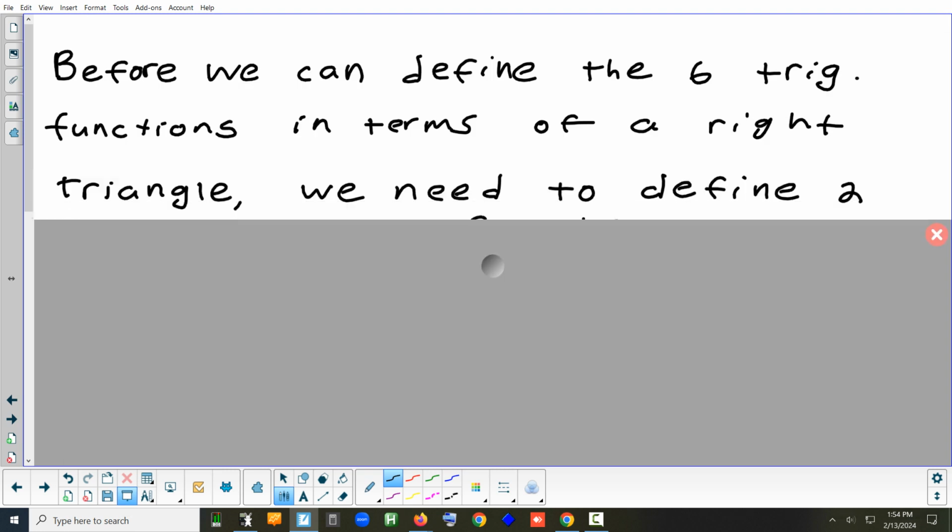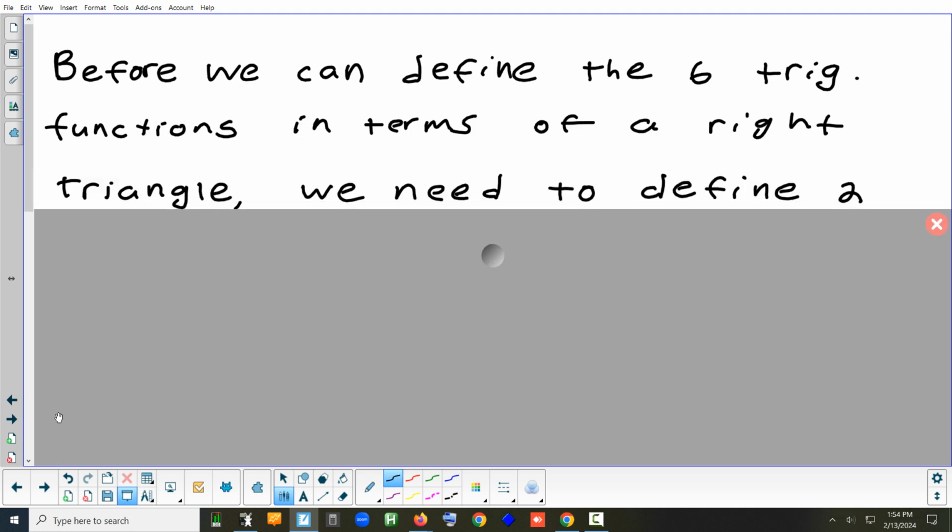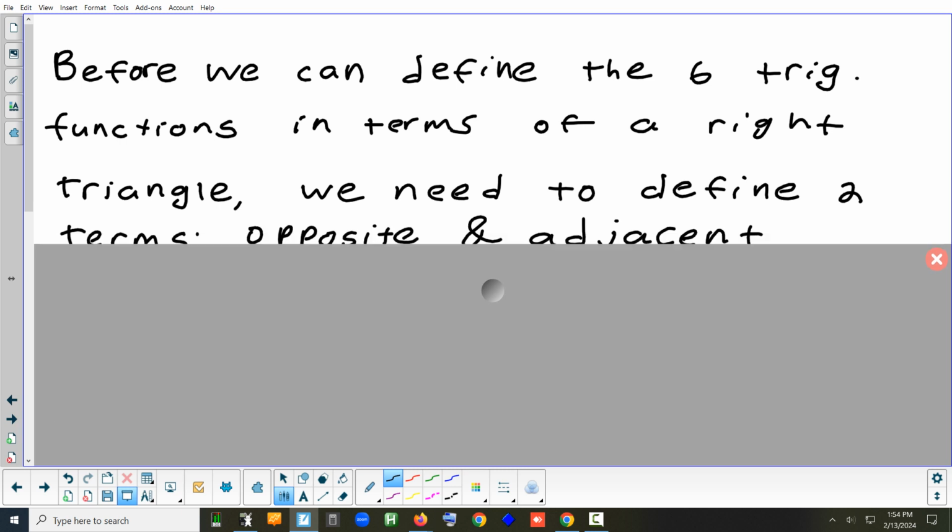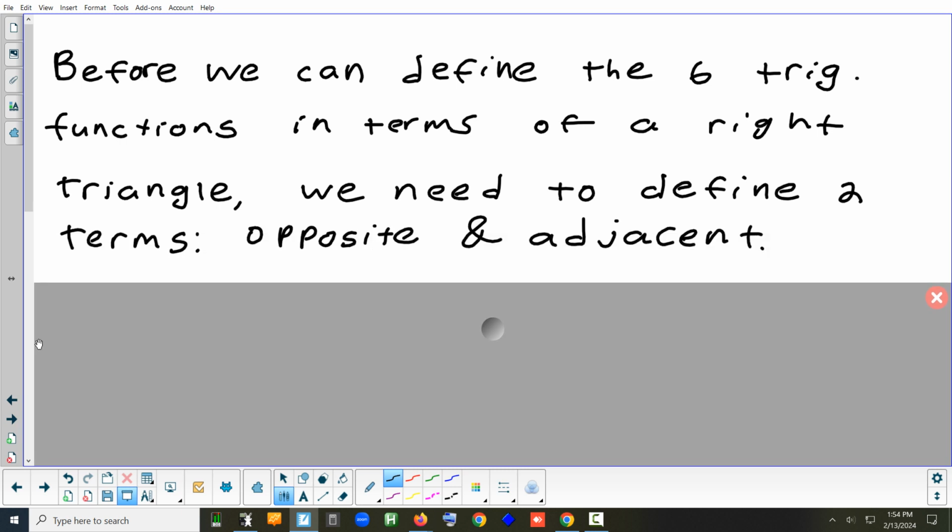All right, so we're going to define the 6 trig functions again, just like we did on the unit circle. Last week we had sine. Cosine, does anybody remember what cosine was? X. And then tangent was y over x. That's how you define the trig functions on a unit circle. We're going to do the same trig functions again, but we're going to look at it in terms of a triangle instead of a unit circle. But there's 3 words that we're going to use: opposite, adjacent, and hypotenuse.